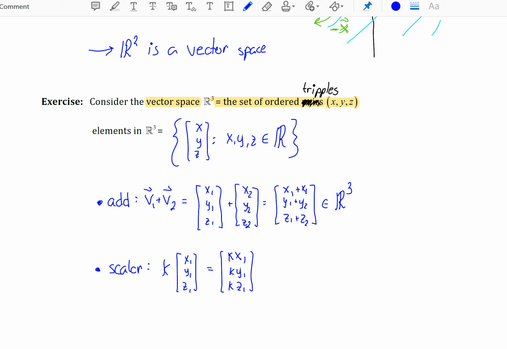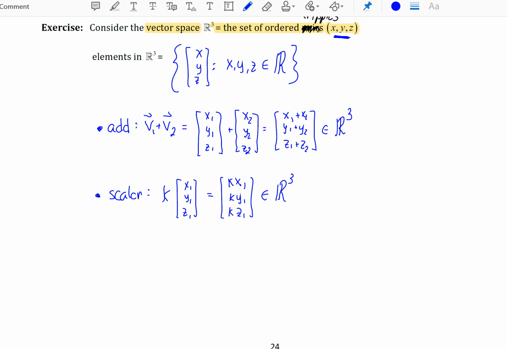But this vector will still have three components. That is the requirement of being in three space, is that you have three components in your vector. And this will always still have three components. So this is still an element of R3. Is there a zero vector in R3? The zero vector in R3 will be an ordered triple, all of the elements containing 0. That's in R3.